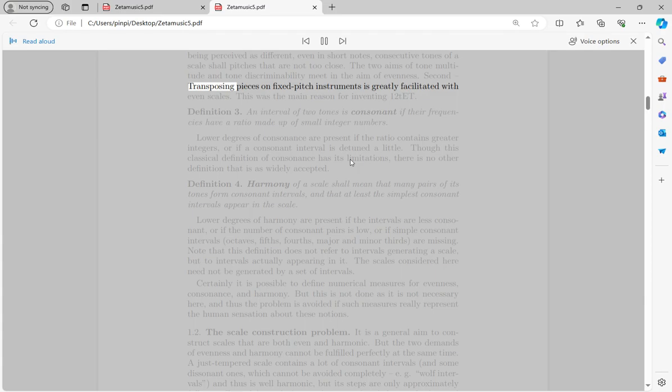Second, transposing pieces on fixed pitch instruments is greatly facilitated with even scales. This was the main reason for inventing 12-tet.